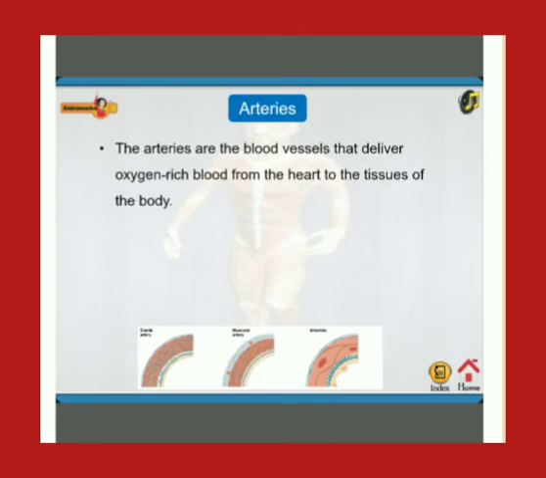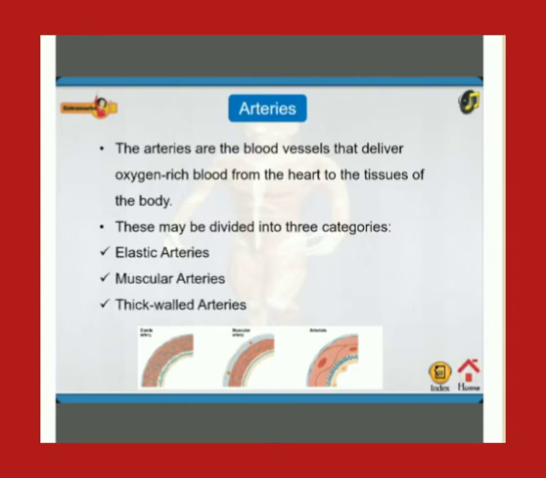The arteries are the blood vessels that deliver oxygen-rich blood from the heart to the tissues of the body. These may be divided into three categories: elastic arteries, muscular arteries, and thick-walled arteries.